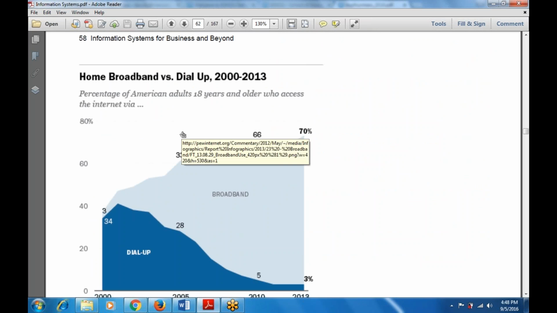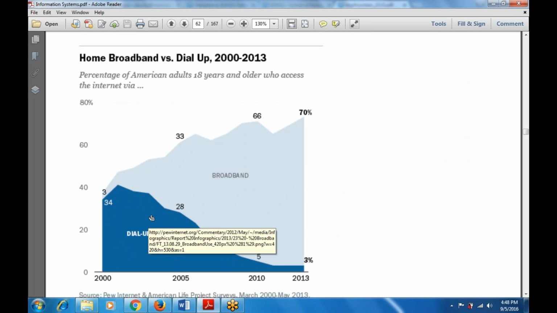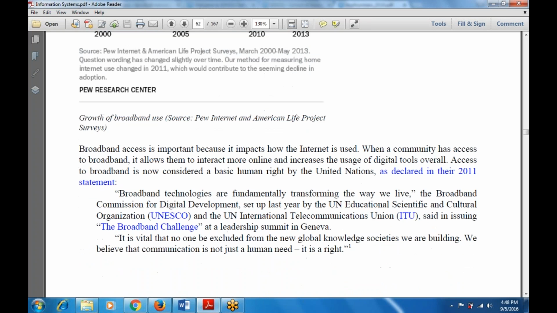This is a figure that shows the difference between broadband and dial-up from 2000 to 2013. Now there is growing demand for broadband also. So how will the growth of broadband be available?